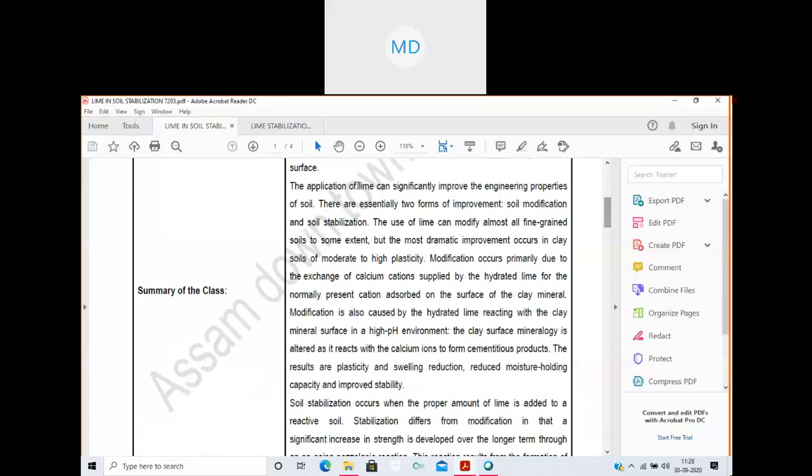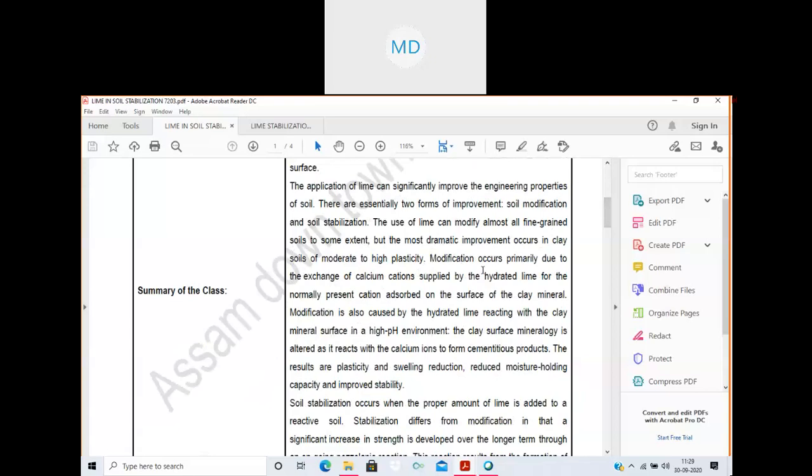The application of lime can significantly improve the engineering properties of soil. There are essentially two forms of improvement: soil modification and soil stabilization. The use of lime can modify almost all fine grained soil to some extent, but the most dramatic improvement occurs in clay soil of moderate to high plasticity.